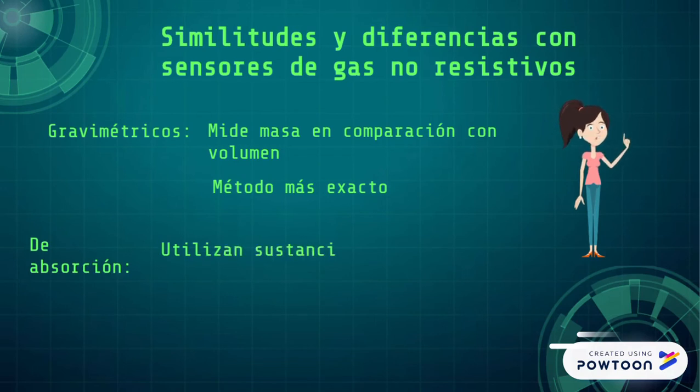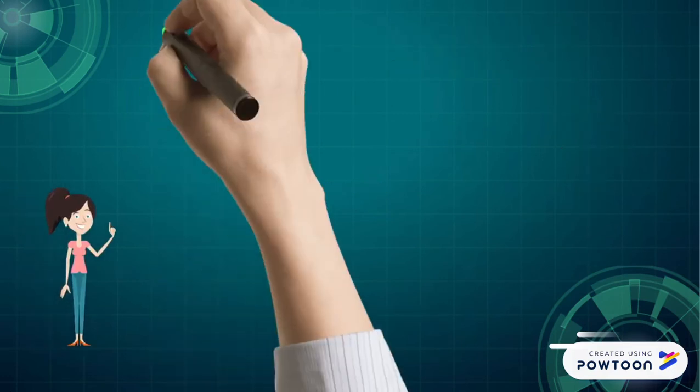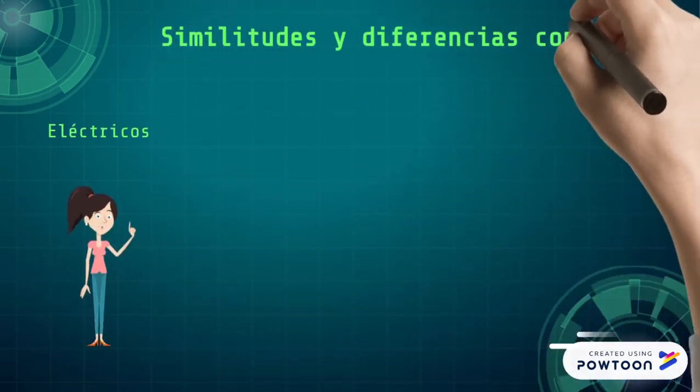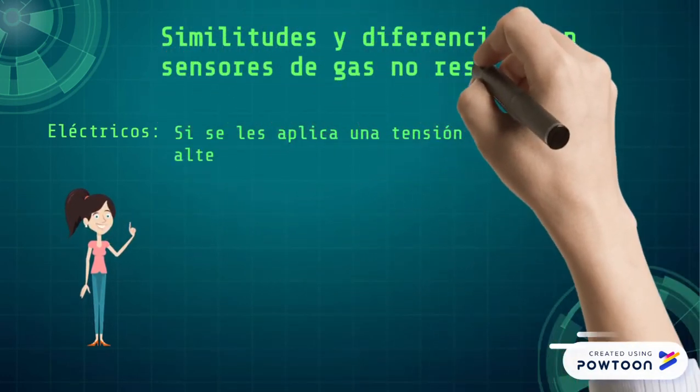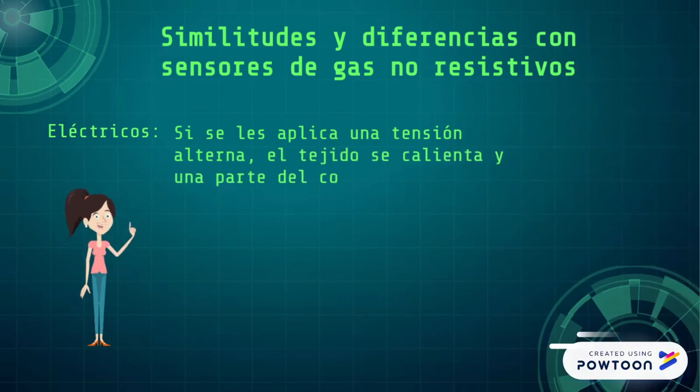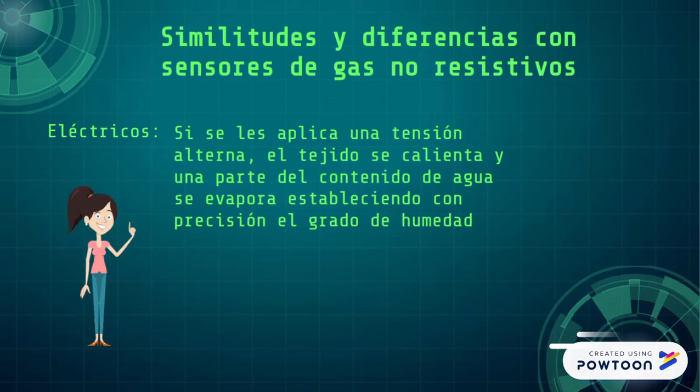Absorption. They use chemical substances that, after absorbing, release the moisture according to the circumstances. Electrical. If an alternating voltage is applied to them, the fabric is heated and a part of the water content evaporates, setting the degree of humidity accurately.